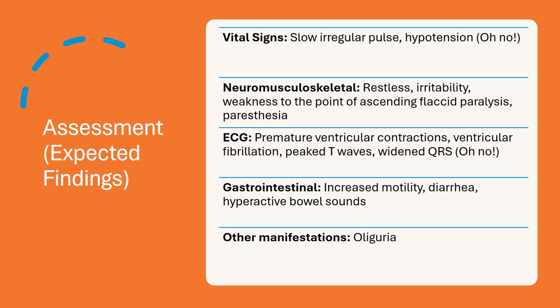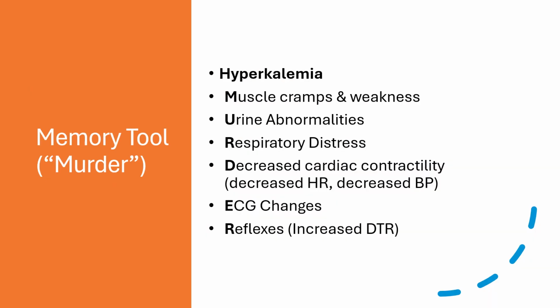Gastrointestinal: increased motility, diarrhea, hyperactive bowel signs, and other manifestations for the kidneys are going to be things like oliguria. So the memory tool I have on here is hyperkalemia, MURDER: M, muscle cramps and weakness; U for urine abnormalities; R for respiratory distress; D for decreased cardiac contractility, decreased heart rate, decreased blood pressure; E for ECG changes. These dysrhythmias will kill your patients. If you don't learn anything else, dysrhythmias with hyperkalemia is a big thing. And R, reflexes, for increased deep tendon reflexes.